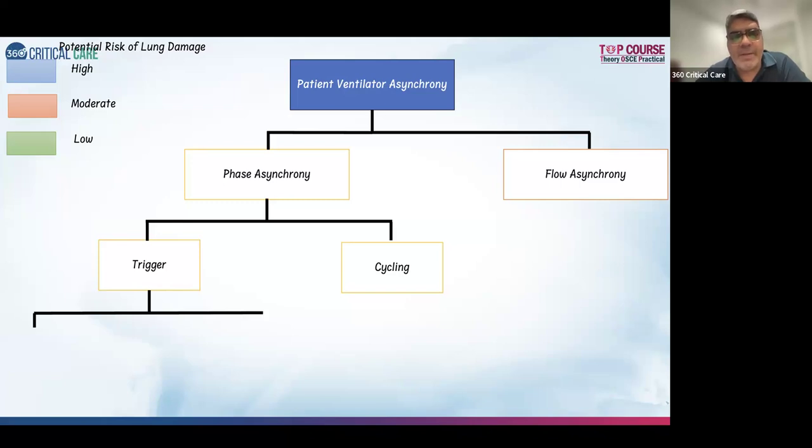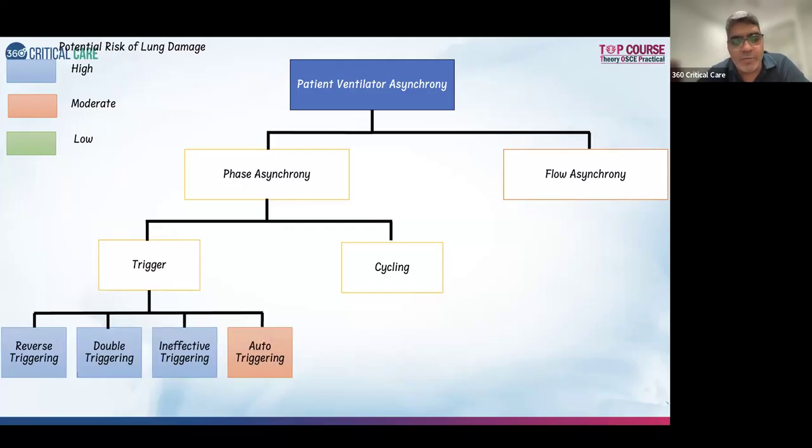They are primarily divided into two types. One is trigger asynchrony, related to abnormalities in the trigger, and the other is asynchrony related to abnormalities in the cycling. I hope you know these phrases such as trigger, cycle or flow cycling, etc. We'll talk about that in a subsequent slide. Issues of trigger can be fourfold. There are four different types of problems with trigger that can happen. One is called reverse triggering. The others are double triggering, ineffective triggering, and auto triggering.